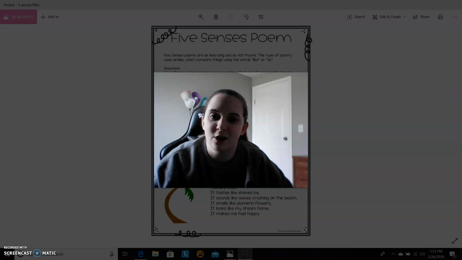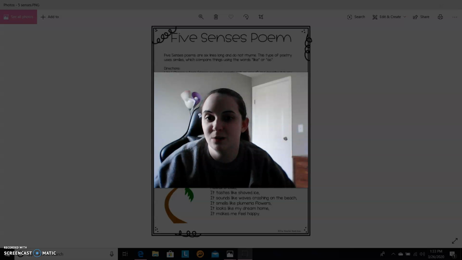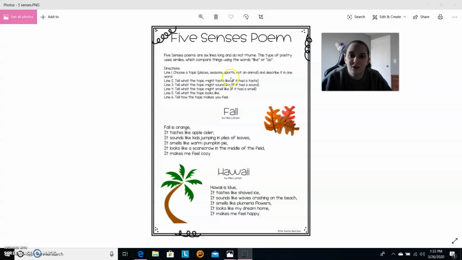So last time we met, we talked about those elements of poetry: stanzas, lines, rhythm, meter, mood, all those wonderful things. So today we're going to be talking about different kinds of poems. So let's get started. The first one we're going to talk about is the five senses poem.